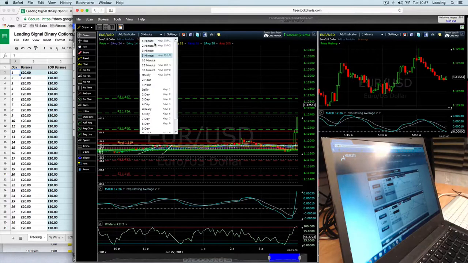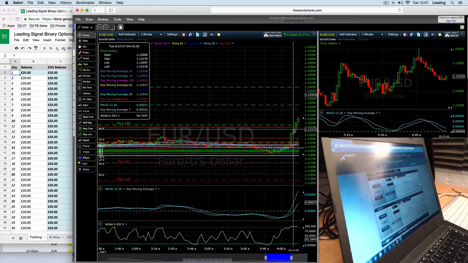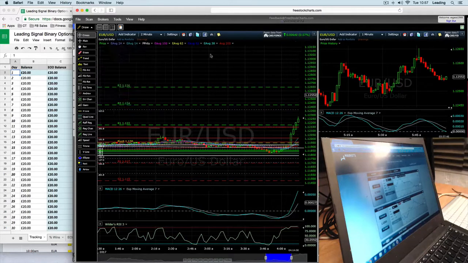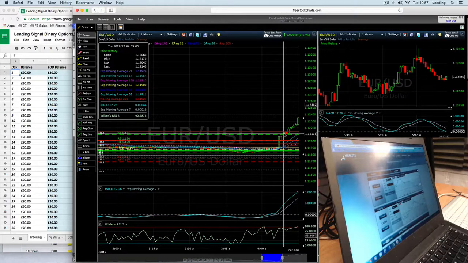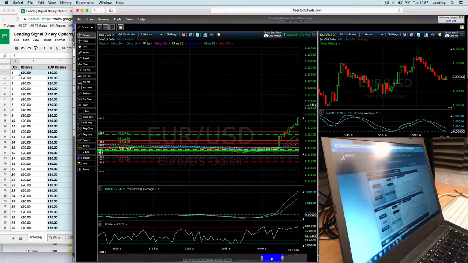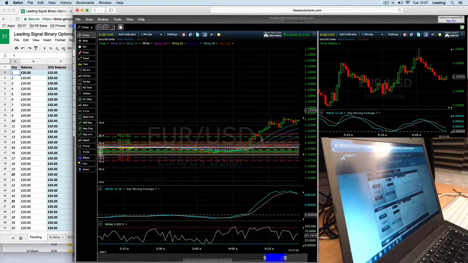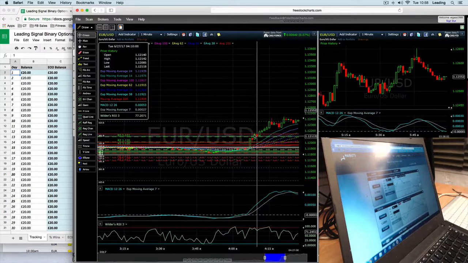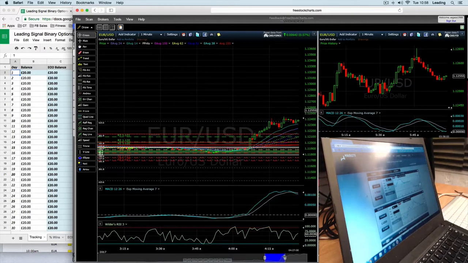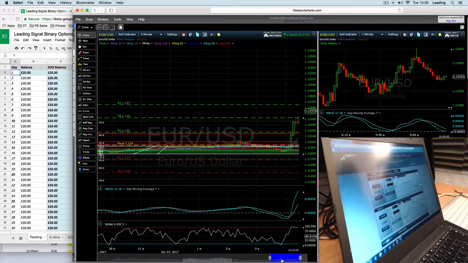I'll just change that to 2 minutes so you can see. So you see there, that would have worked out there. See, on the 1 minute it makes more sense. 261.8. Is that the right one? Yeah. So yeah, a 1 minute trade would have worked there. A 2 minute trade wouldn't have actually worked there. Go back to the 5 minutes.